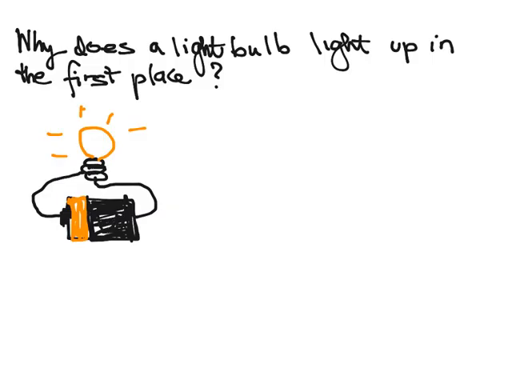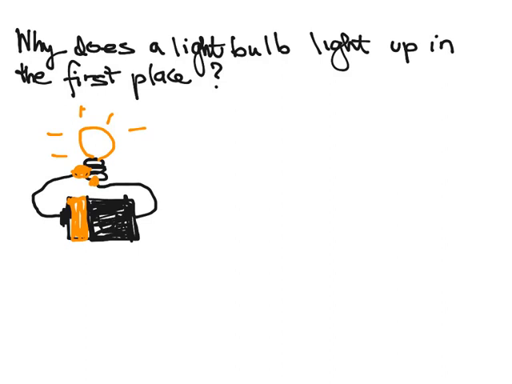Alright, so before we start getting into complicated circuits and the math of circuits, let's just take a minute to talk about why a light bulb lights up in the first place. You also saw in class on Friday that you needed to connect the light bulb to both ends of the battery, on the side and also on the bottom of the battery.